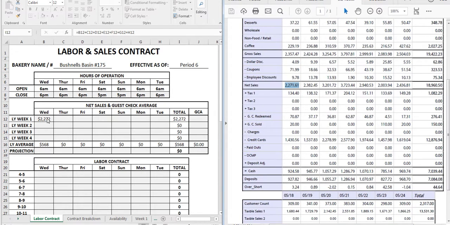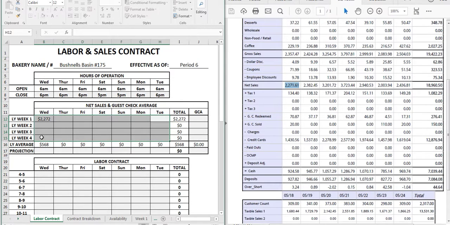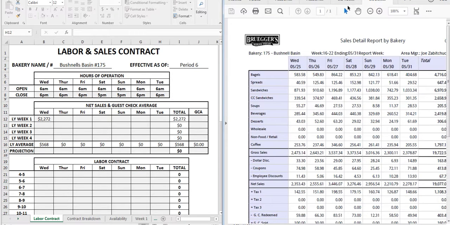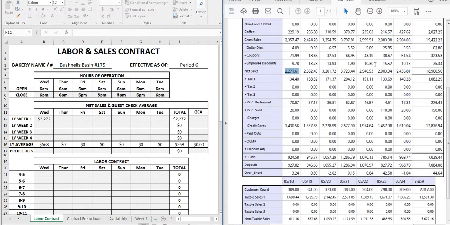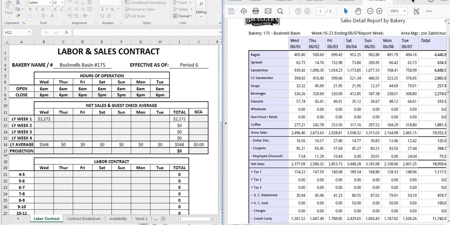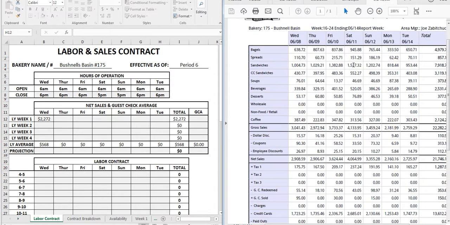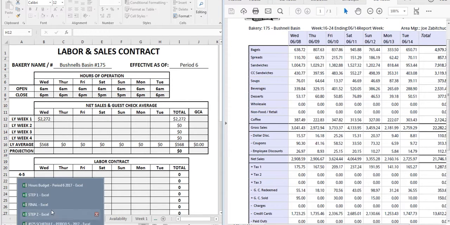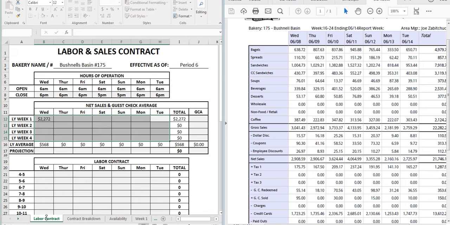So basically you're going to go through and do that data entry. Just do the net sales at first. Get your net sales in there for every single day of the period of last year. You should have 4 sales details reports. This one would be week 1, this would be week 2, this would be week 3, and this would be week 4. So just to save some time, we're going to move along as if that was done.